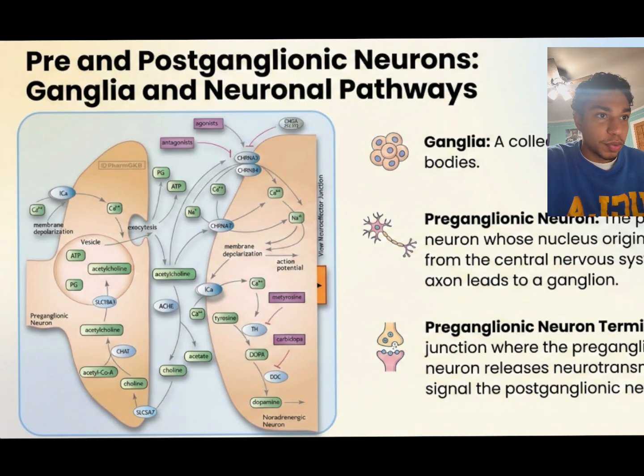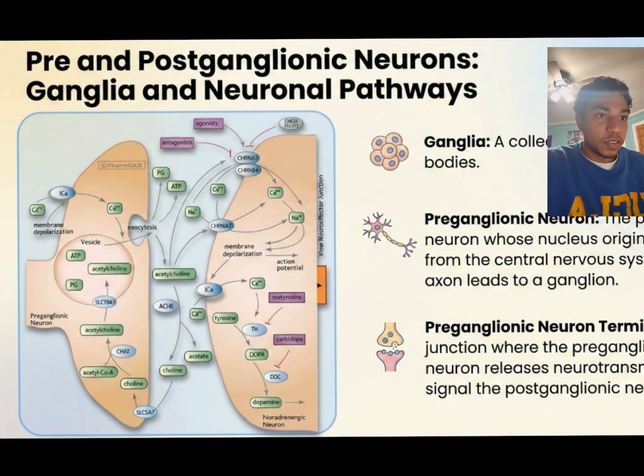At the terminal of the preganglionic neuron, there are vesicles rich in acetylcholine. These terminals also contain voltage-gated calcium channels. When calcium rushes into the terminal, it stimulates the migration of synaptic vesicles to the membrane, triggering exocytosis of acetylcholine. And the acetylcholine will go to the postganglionic neuron receptors.